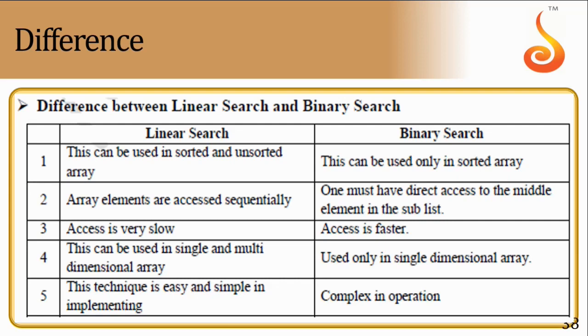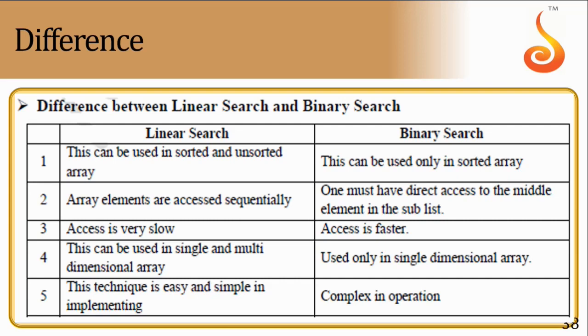So it is faster. Linear search can be used in single and multi-dimensional arrays, because what I am doing is very simple, whereas binary search can be used on a single dimensional array only, because when I have to find the mid value, that is low plus high, where low and high are the index values, where the index value is only one. Suppose it has two index values, then how will you do that? You cannot do, right? That is the thing. It is used on single dimensional array only.